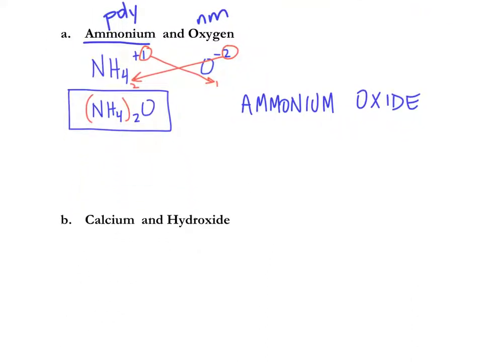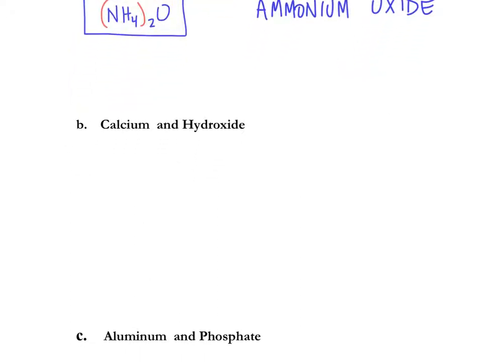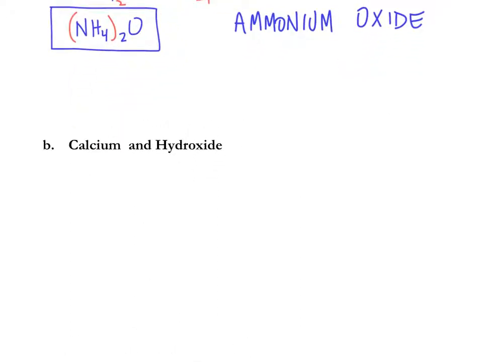All right, looking down at the next one, calcium and hydroxide. Calcium is a metal. Hydroxide is on your polyatomic ion list. We talked about it on the previous slide. It is a polyatomic ion. So that automatically makes this an ionic compound. So let's start the crisscross method. Calcium is Ca. Calcium is in group 2, so it's got a positive 2 charge.